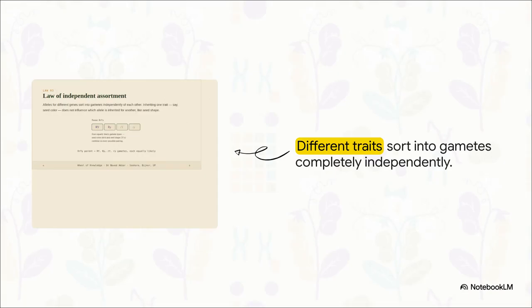So things get really interesting when we start handling multiple traits at once. The Law of Independent Assortment states that alleles for different genes get sorted into gametes completely independently of one another. For example, inheriting a specific seed color does absolutely nothing to influence which allele is inherited for seed shape. They just mix and match totally freely. This creates equally likely gamete types, which perfectly explains why offspring can show entirely new combinations of traits that neither parent actually displayed physically. It's like a giant genetic mix and match.